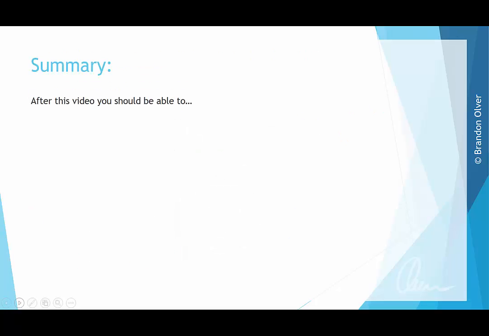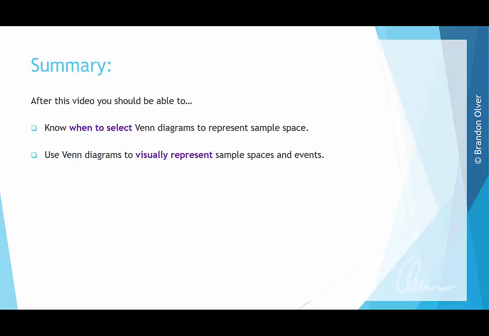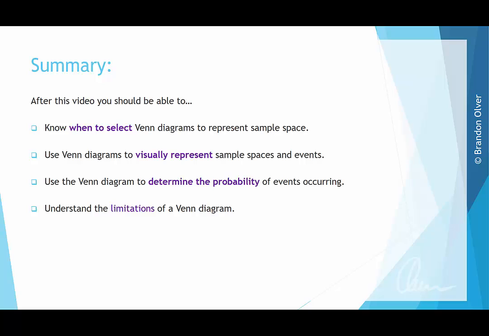So after this video, you should be able to know when to select Venn diagrams to represent sample spaces. You should be able to use Venn diagrams to visually represent sample spaces and events. You should be able to use Venn diagrams to determine the probability of events occurring. And finally, you should understand the limitations of a Venn diagram.